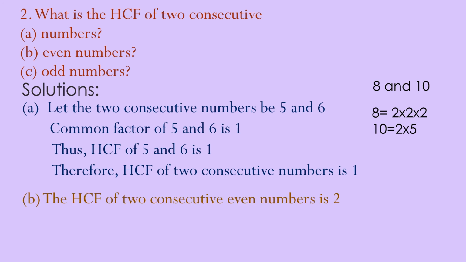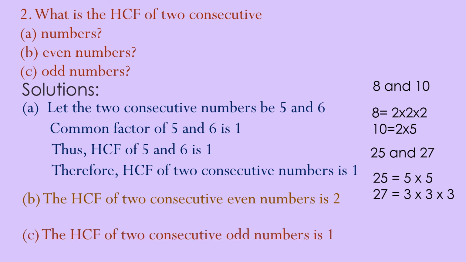Last one, what is the HCF of two consecutive odd numbers? Let us take one more example, 25 and 27. 25 is equal to 5 into 5, 27 equal to 3 into 3 into 3. Is there any common factor? No. So HCF of two consecutive odd numbers is always 1.